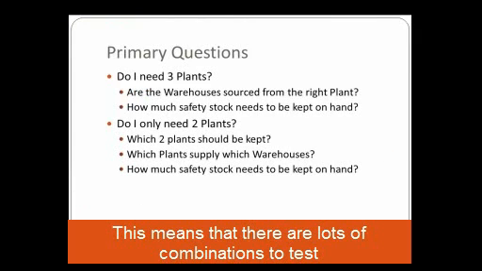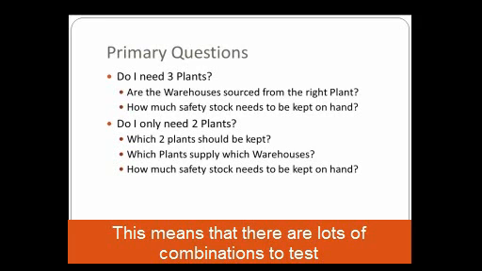As I mentioned, the two questions that I have are, do we need 3 plants? And once we determine if we do need 3 plants, the next follow-up question will be how much safety stock should be kept on hand at those plants or at the warehouses. Safety stock is an important issue. But if I go down to 2 plants in this type of model, the first question is, which 2 plants should be kept? And the follow-up question would be, how much safety stock should be held at those 2 plants and the following distribution centers?